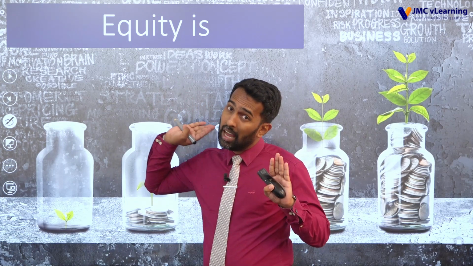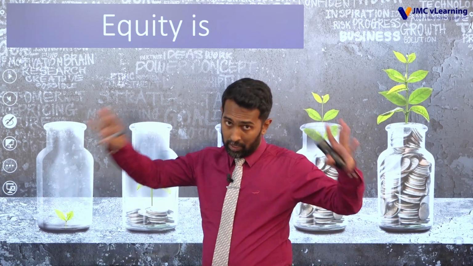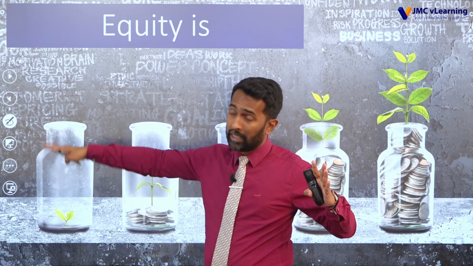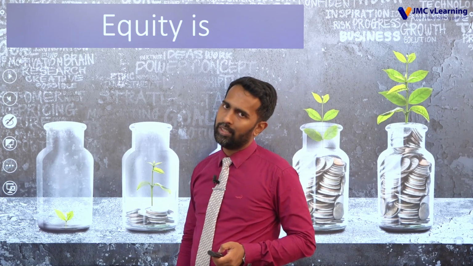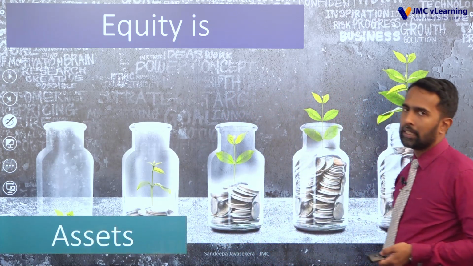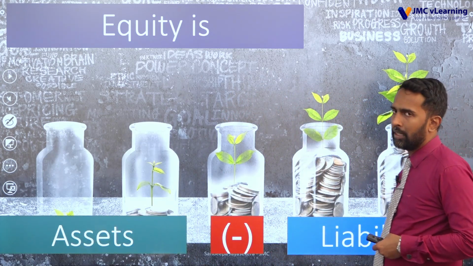So from the assets, first of all, you have to deduct the liabilities. Then whatever remains belongs to the owner. That is what we call the equity. From the assets, first of all, deal with the liabilities, the external commitments. The remaining part belongs to the owner. That is the owner's internal commitment, equity. So how do you calculate equity? Assets minus liabilities.